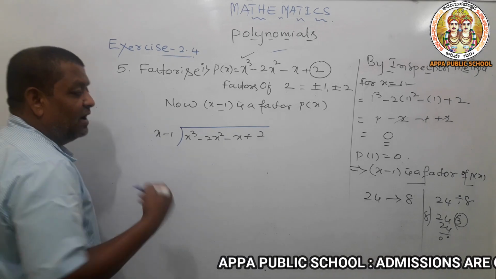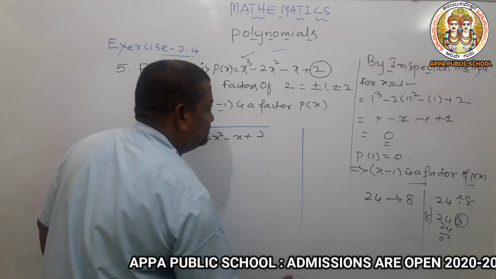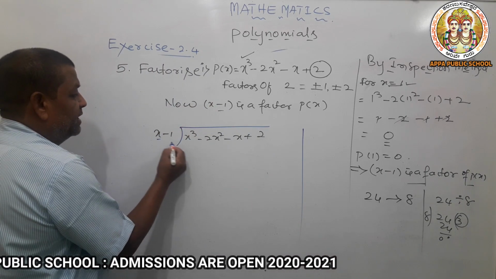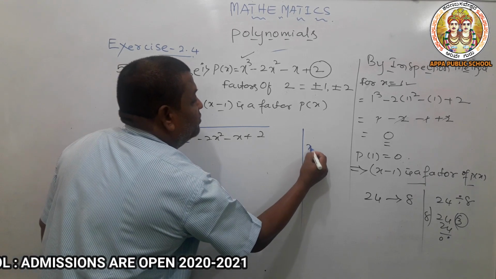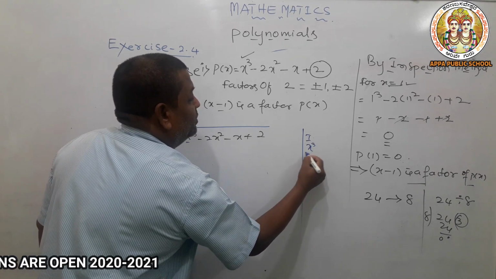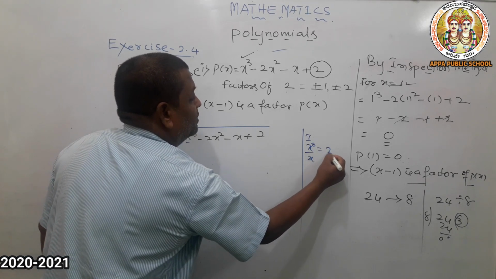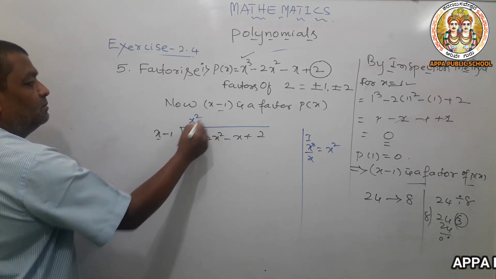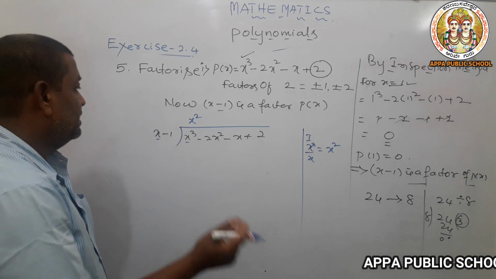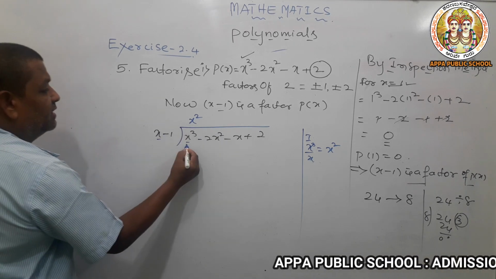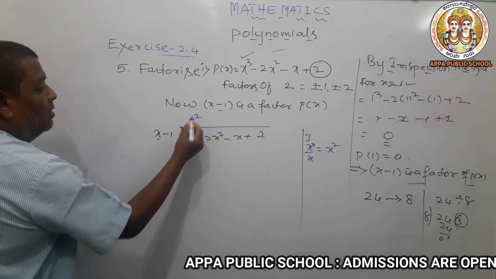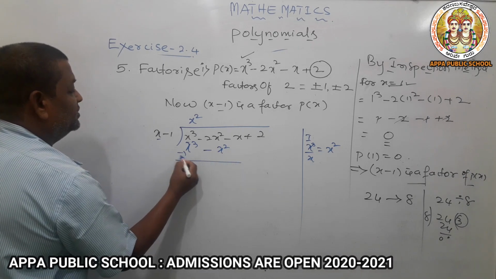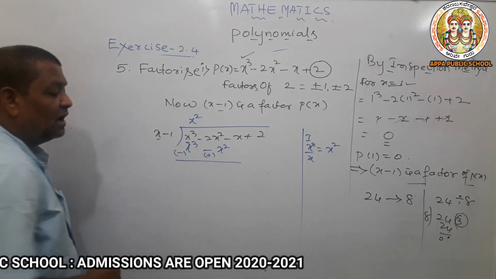See, if I am a student, I will do it like this. I don't know what the quotient is for x cube, so I will divide it by this. First step, x cube divided by x. What is the answer? x square. So take that x square and place it in the quotient place. Definitely, x square into x is x cube, plus into minus, minus x square. Change the sign.